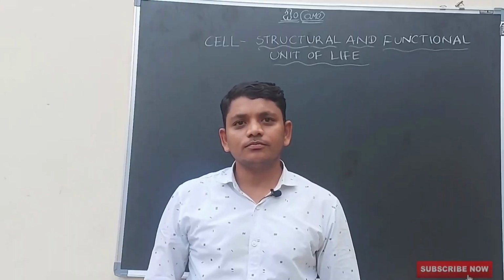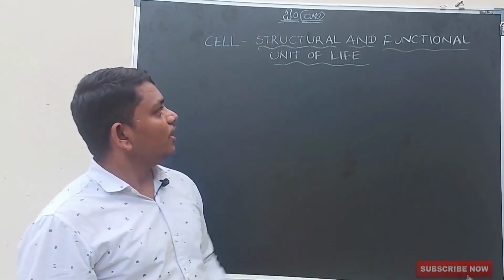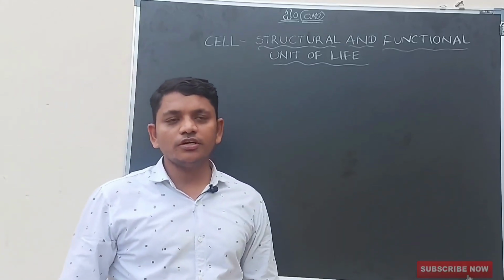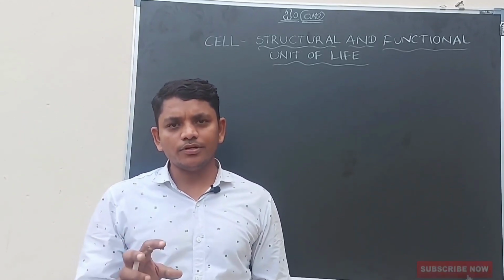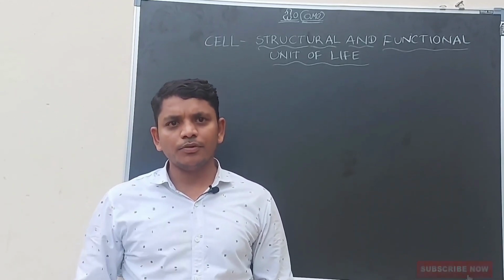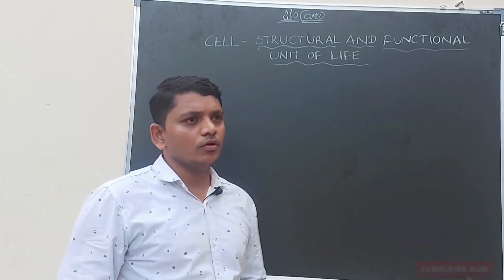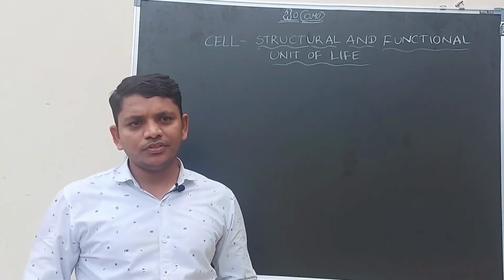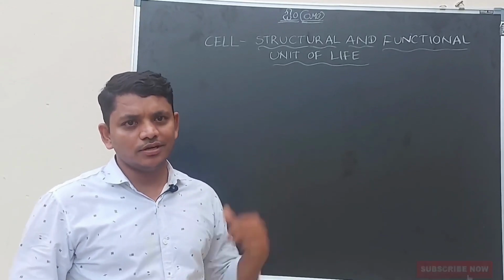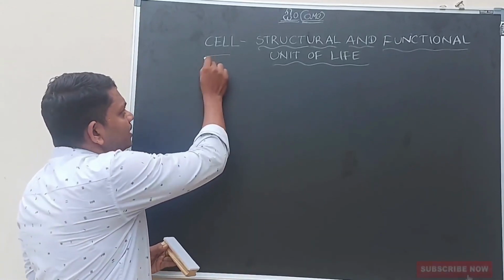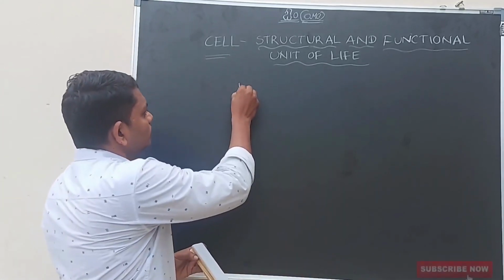Today we are going to discuss the cell, the structural and functional unit of life. You know, children, all the organisms, whether plant or animal, are made up of cells. You should know this statement first. A cell is a tiny part in plants and animals. Every plant and animal is made up of cells, and the cell was first discovered by Robert Hooke.